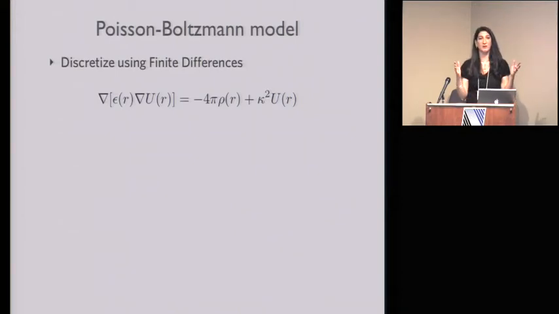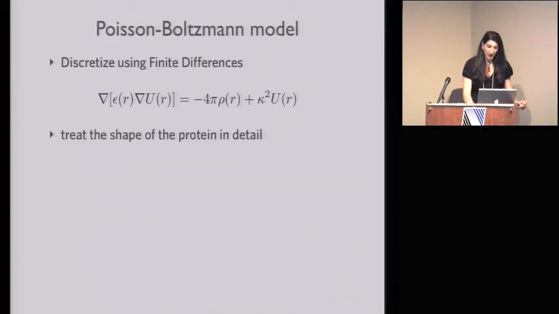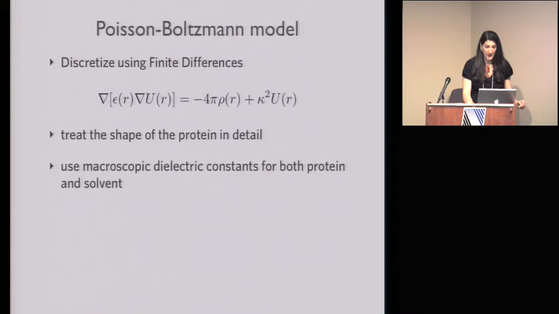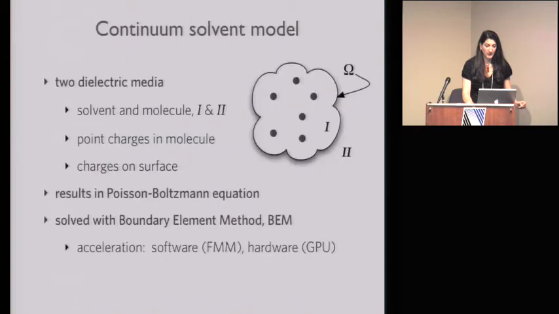But this means that we're going to have to construct a mesh. So imagine we have a very complex geometry, the geometry of a molecule, a macromolecule, involving perhaps thousands of atoms, and we're going to have to put this in a mesh to do a finite difference approximation. So that also could have some difficulties. A three-dimensional mesh involving complex geometries, as we know in computational fluid dynamics, is always a challenge. So in biology, it is as well. So treating the shape of the protein in detail, as I said, is a difficulty. And again, we use macroscopic dielectric constants for both protein and solvent.